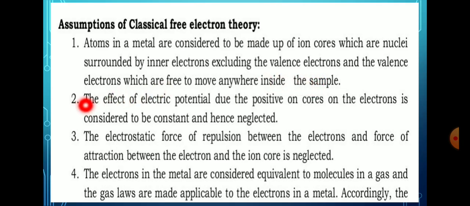Next, the effect of electric potential due to the positive ion cores on the electrons is considered to be constant and hence neglected. Here the effect of electric potential of the positive ions is constant and neglected. And third, the electrostatic force of repulsion between the electrons and the force of attraction between the electrons and the ion cores is neglected.